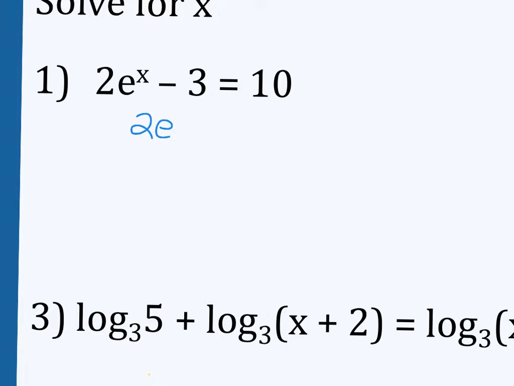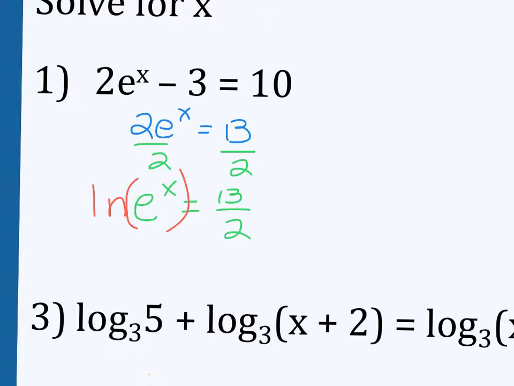I'd get 2e to the x equals 13. And then I'm going to divide both sides by 2. And I get e to the x equals 13 over 2. How do I get rid of that e? You're going to ln both sides of your equation. So I'm going to ln e to the x, and I'm going to ln 13 over 2. What happens to ln of e to the x? Good. Cancels, leaving you the exponent. So I get x equals ln of 13 over 2. If you didn't have a calculator, that's as far as you're going to get.